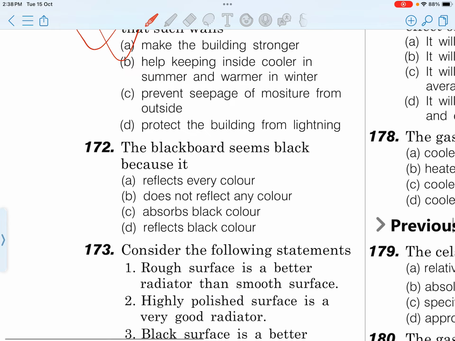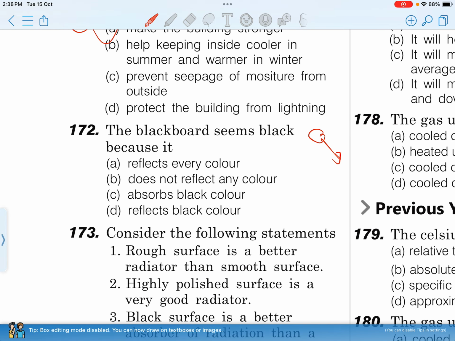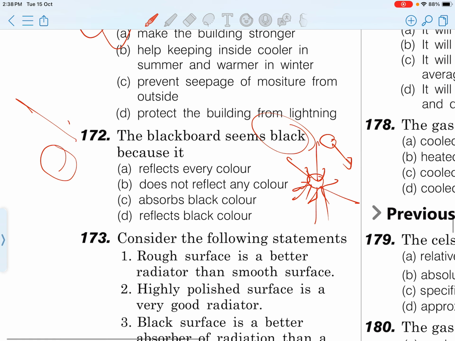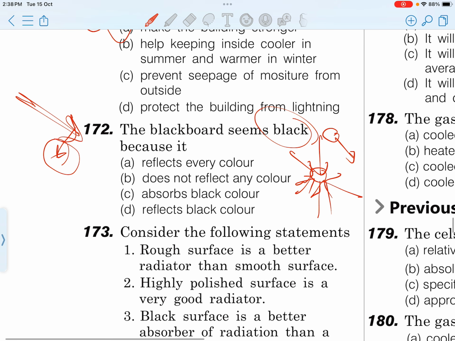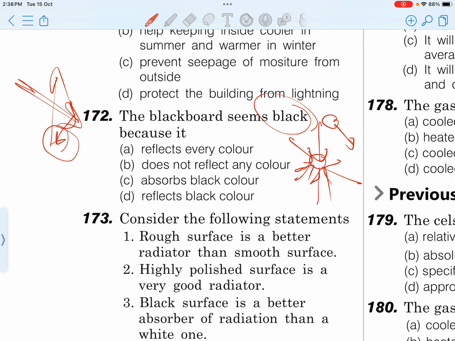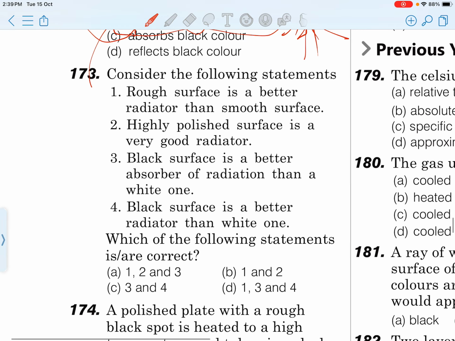The blackboard is black because... what is color? Color is actually when light reflects off things. Black is when the body absorbs everything. Like a black hole, light can't even escape, so we can't see it because light can't reflect from there. So it absorbs everything and does not reflect any color. Since it does not reflect any color and absorbs everything, the blackboard seems black.